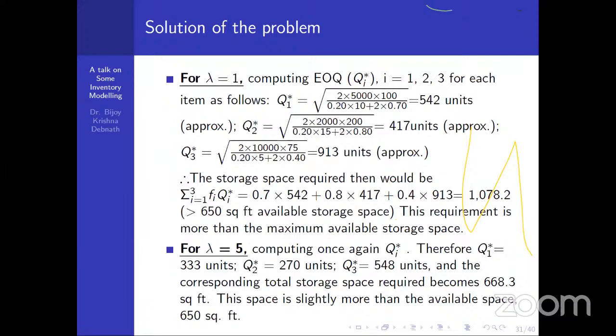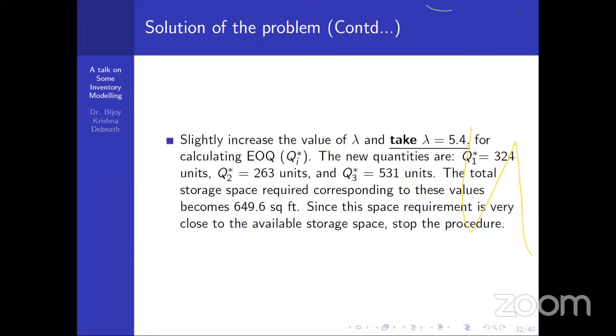This is the trial and error method. So if we take lambda equal to 5.4, then our total storage space becomes 449.6. That is almost near 650. One can still further modify this lambda, but for the time being, I have chosen lambda equal to 5.4 to get the optimal value of Q star. That means the optimal item quantity for the first one, second one, and third one.